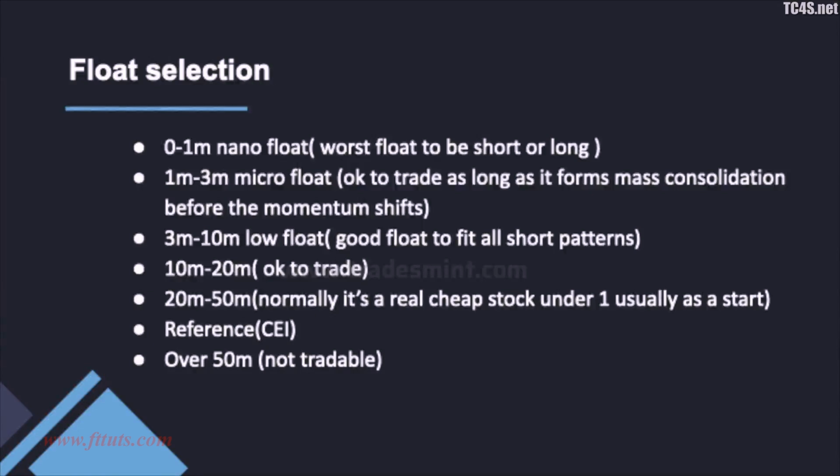So in this slide, I also want to talk about float selections. We talked about market cap selections. Market cap, the ideal range will be 20 million to 200 million. High risk under 10 million. No risk, no return. That's above 200 million and over 1 billion, not tradable. So just review that. For float selections, 0 to 1 million is considered to be nano float.